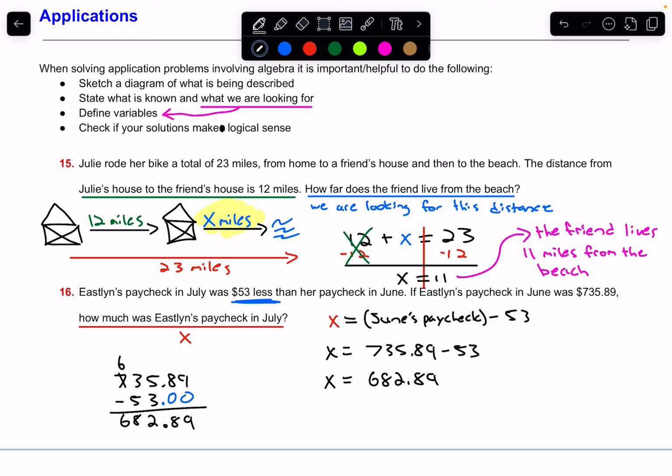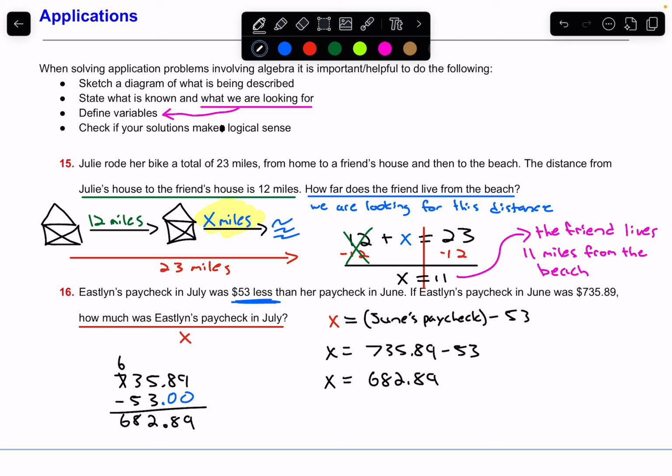And we're going to get that Eastland's paycheck was $682.89 in July. And let me tell you guys, I know a little bit too much about this. That's actually not bad for a ballerina's paycheck in July. They tend to get the summers off. So having any money at all, actually a pretty big win for Eastland there.